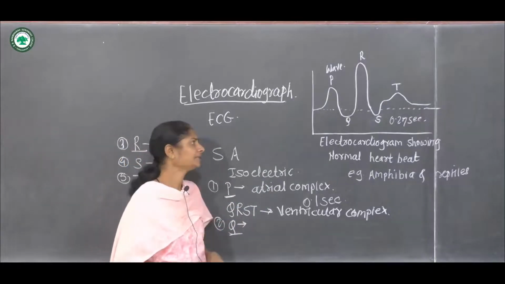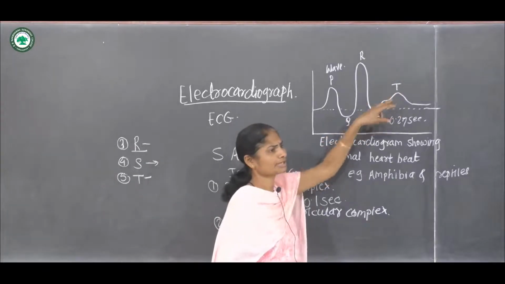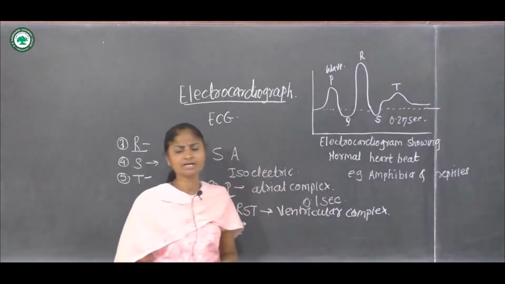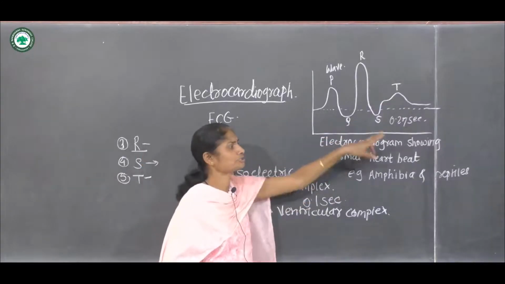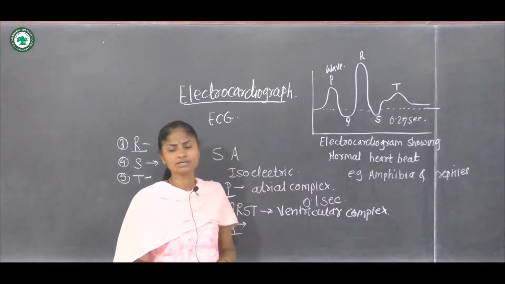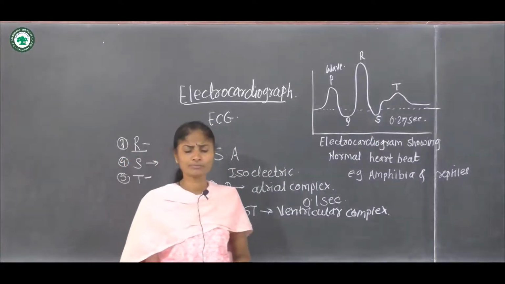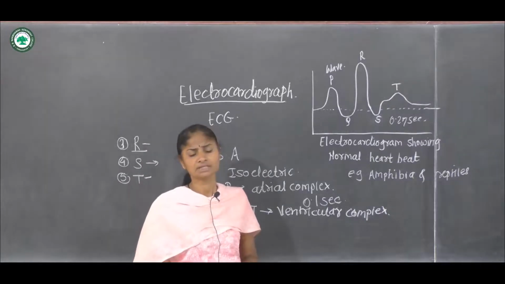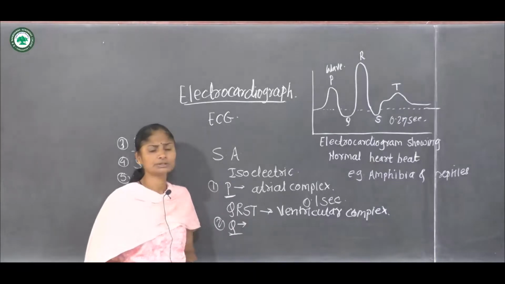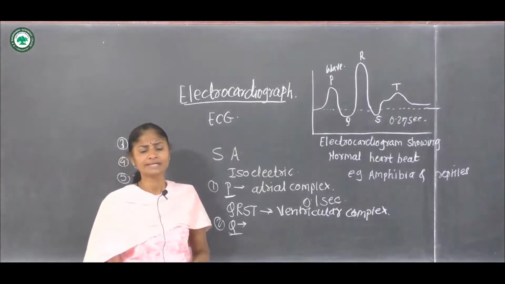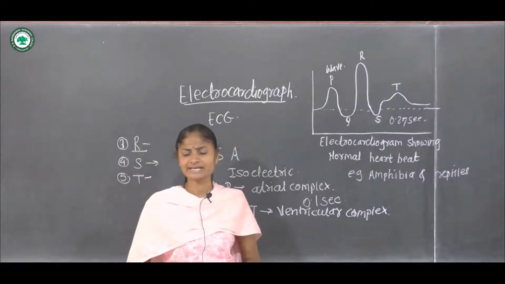And the S and T period is also called the ST interval. The ST interval is a second, longer isoelectric period. It has a duration of 0.27 second.